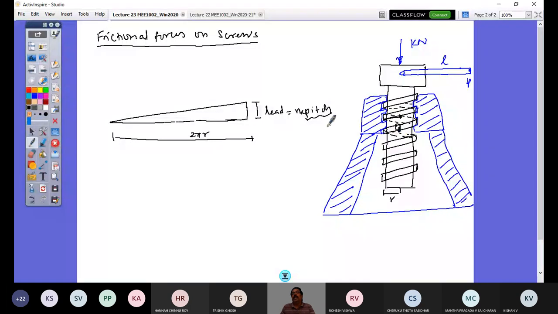So n here stands for number of strands. What do you mean by number of strands? If it is single strand, then for one revolution, the lead will be equal to pitch. If it is double strand, for one revolution, lead will be equal to 2 pitch. So if you want to have more axial displacement in one revolution, number of strands are more. So that is how the forms are made on this.